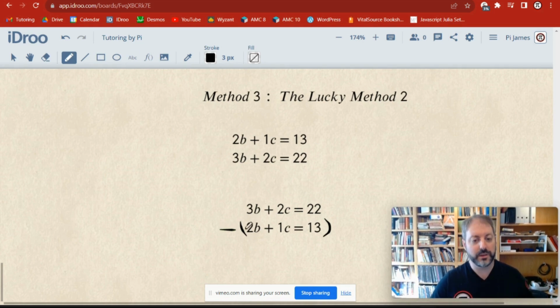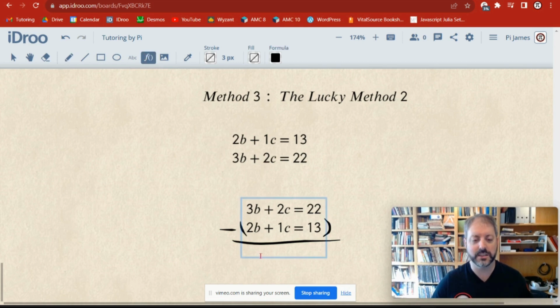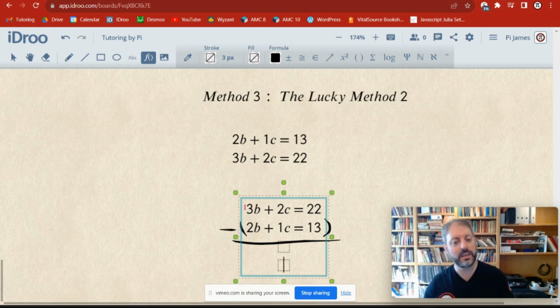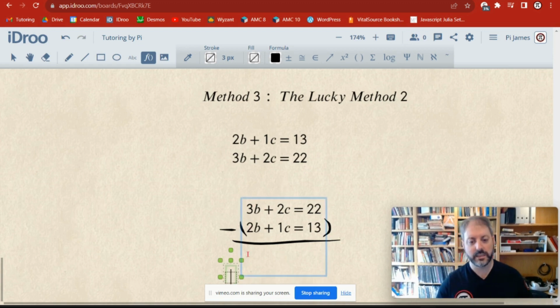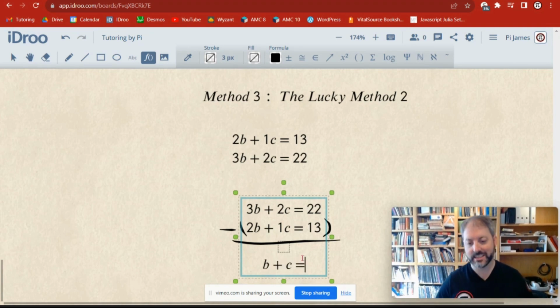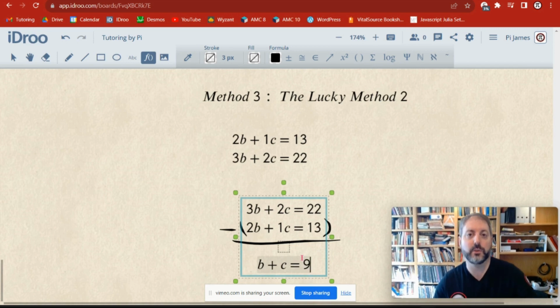You have to just keep your eye open and see if this happens to work. And it often does on the SATs. They don't want you to be spending hours solving things. So 3b minus 2b is 1b. 2c minus 1c is c. And 22 minus 13 is 9. Now, you don't find out the individual values of the baguette and the croissant, but nobody cares because what we really want is the baguette with the croissant.